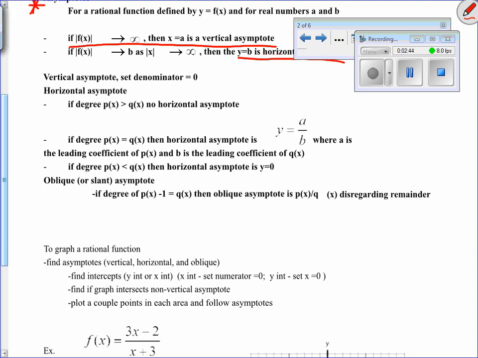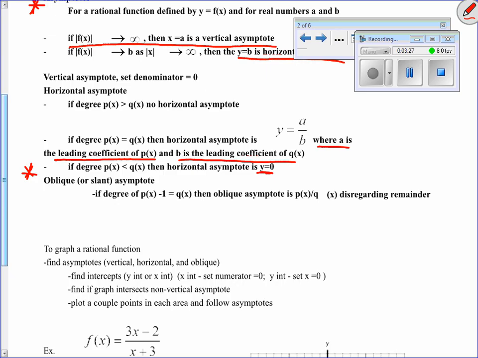If the degree of the top, p of x, is greater than the degree of the bottom, then there is no horizontal asymptote. Now take a look here. If the degree of p of x is equal to the degree of q of x, in other words, the highest degree of the top is equal to the highest degree of the bottom, then the horizontal asymptote is at the ratio of the leading coefficients, y equals a over b, where a is the leading coefficient of p of x and b is the leading coefficient of q of x. And our third situation is if the degree of the top is less than the degree of the bottom, then the horizontal asymptote is at y equals 0.